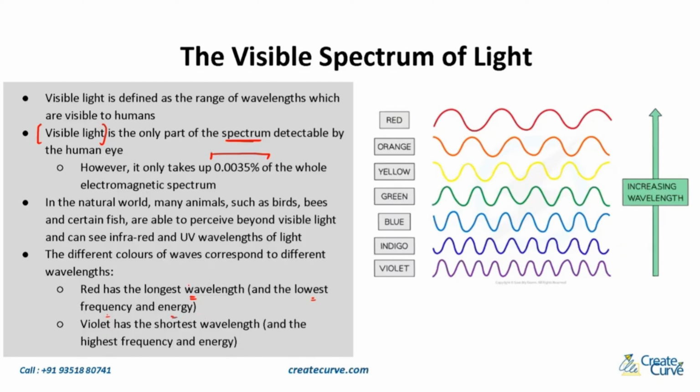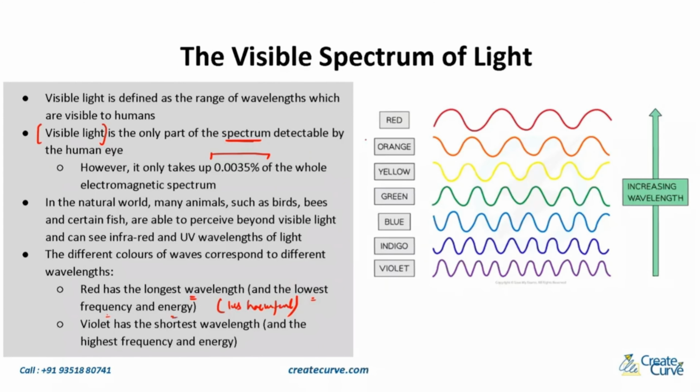Generally we consider red as a color of harm, but red light itself, having the longest wavelength, least frequency and least energy, is less harmful to our body compared to violet, which has the shortest wavelength, the highest frequency and highest energy.